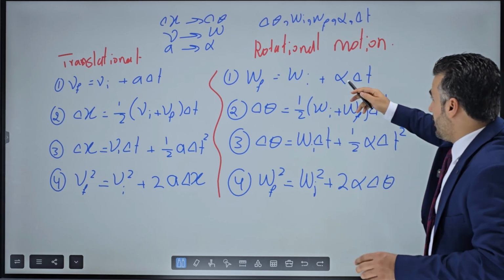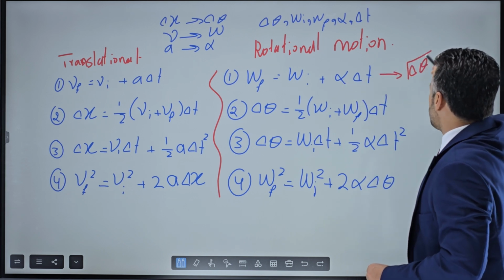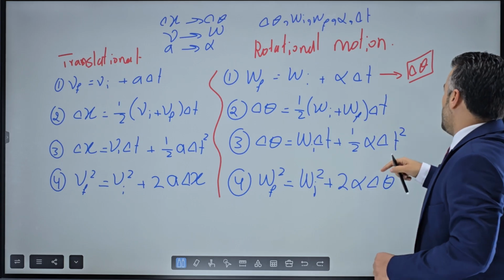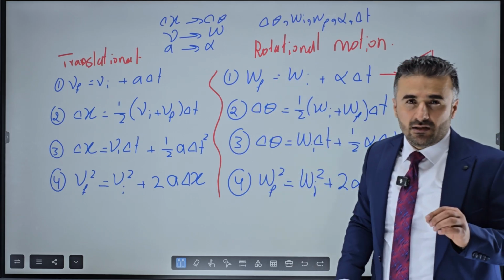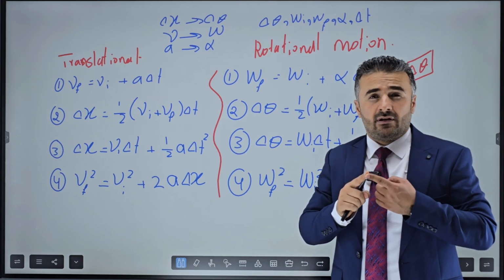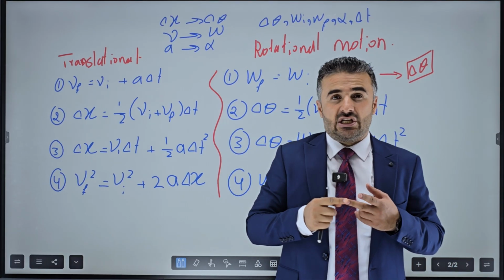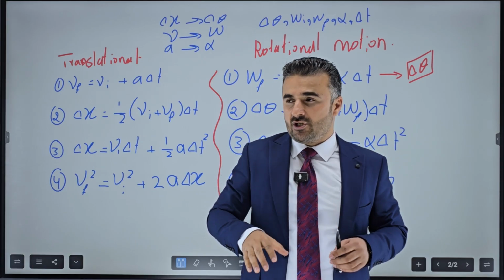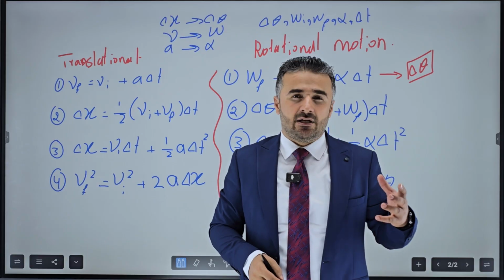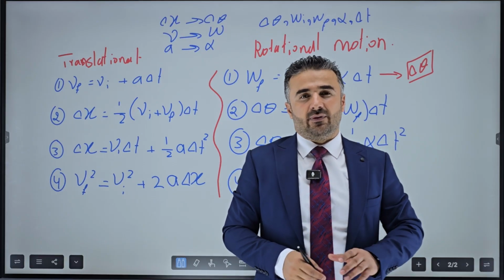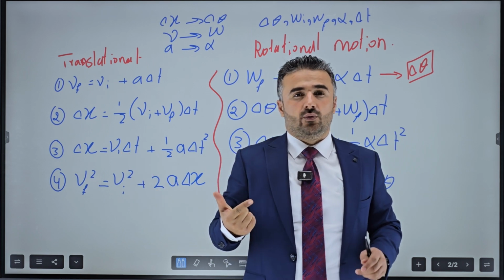If you look at the first one here, you will see that angular displacement is missing in this equation. So we'll use the first equation if delta theta is neither given nor required. What does this mean? That means if the question does not give you information about angular displacement, and it does not ask you to find angular displacement, then it is neither given nor required.